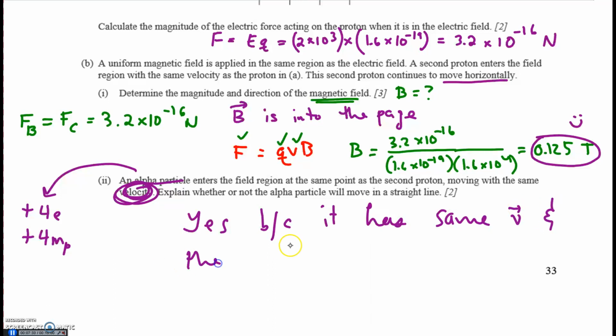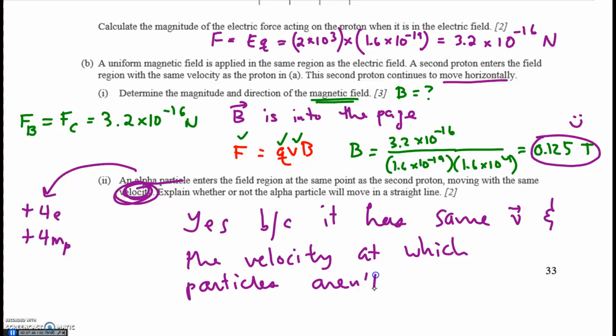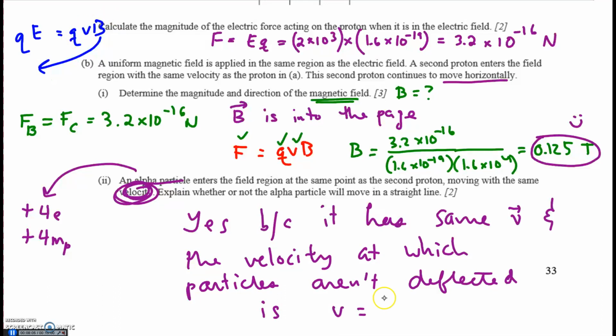And the velocity at which particles aren't deflected is, if we recall, is it E over B or B over E? I always forget. Well, we can just do it again, calculate. Oh yeah, V is on the same side as B, so I have to divide by B. So it's going to be E over B.